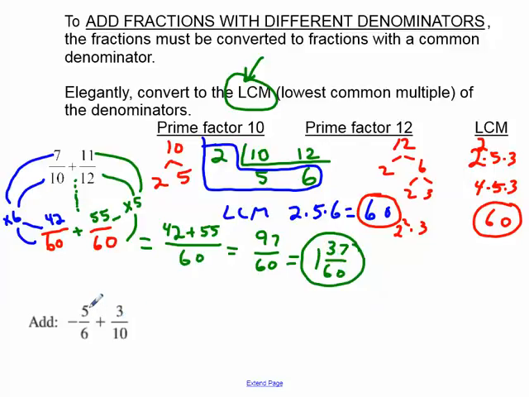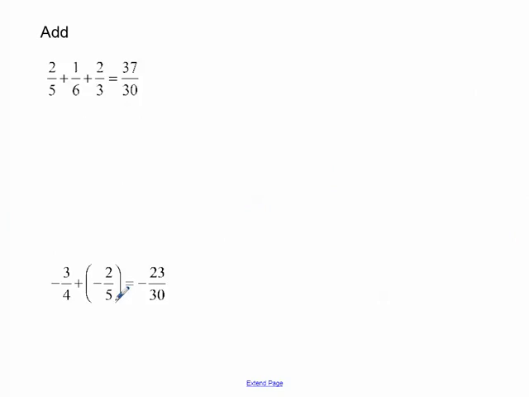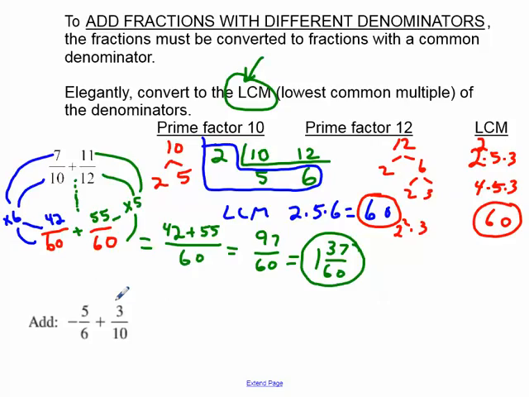Let's see. I'm going to have you pause the video and do this one on your own and see if you can get the lowest common multiple. Find the lowest common multiple, then convert to the lowest common multiple and add appropriately.